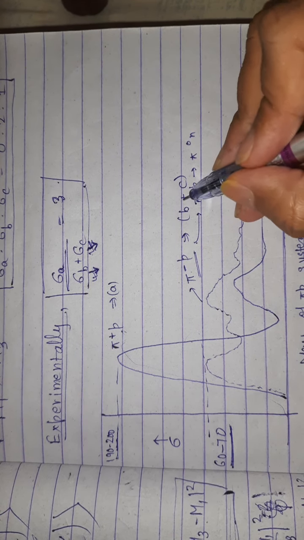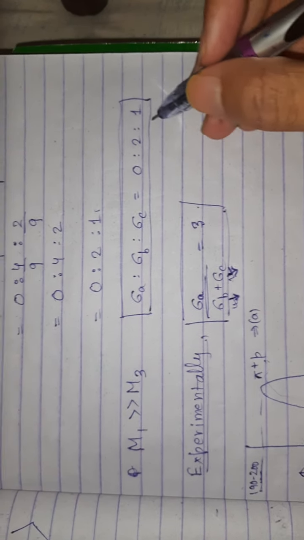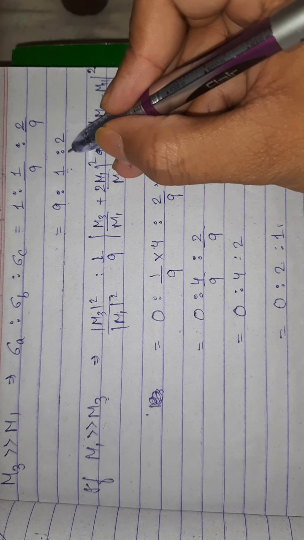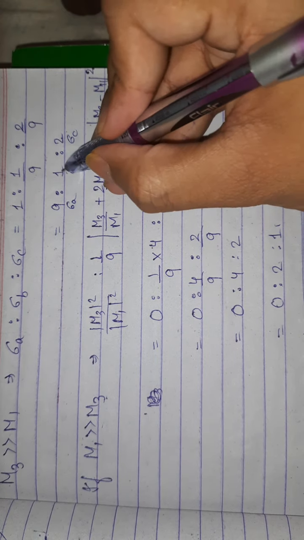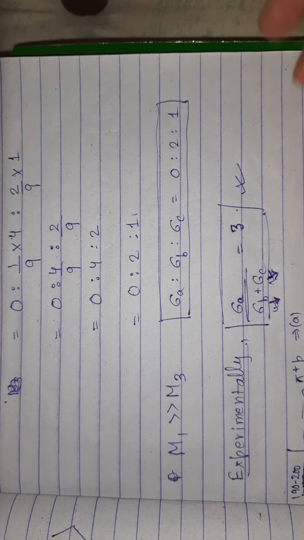So it will become B plus C, and we know that this is in the ratio of del of A, del of B and del of C. So 2 plus 1 is 3 and del A is 9. So 9 by 3 is actually 3. So experimentally it is verified.